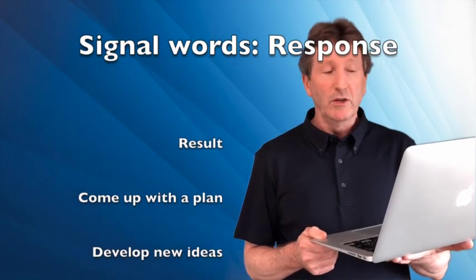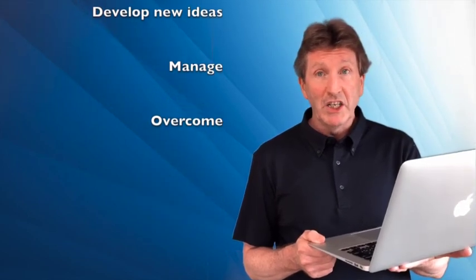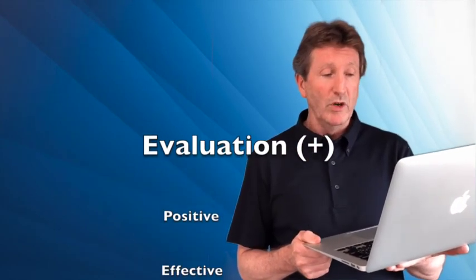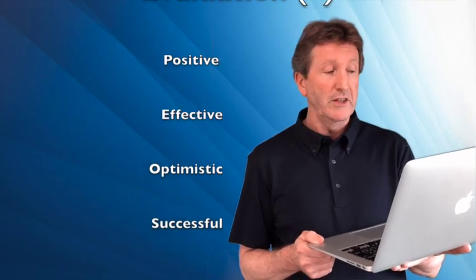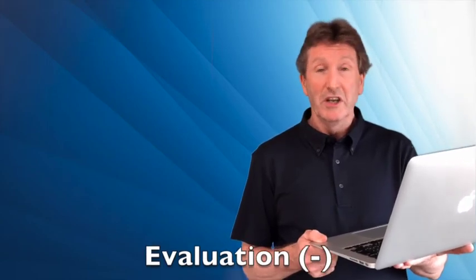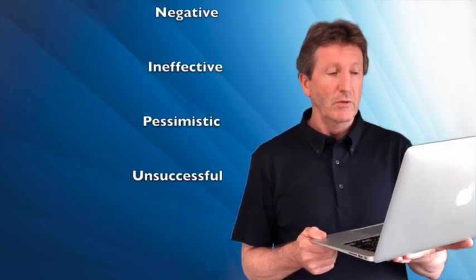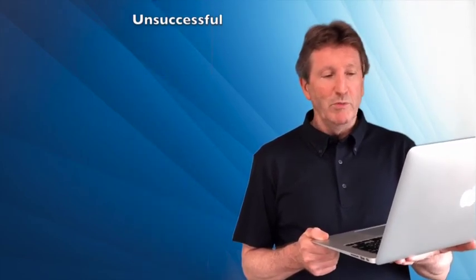Other examples include come up with a plan, develop new ideas, manage, overcome. Finally, the evaluation stage can be signalled positively by words such as positive, effective, optimistic, successful, or it can be signalled negatively by words such as negative, ineffective, pessimistic, unsuccessful. When you come across a problem solution pattern, check out these words and see if you can include them in your reports as well.